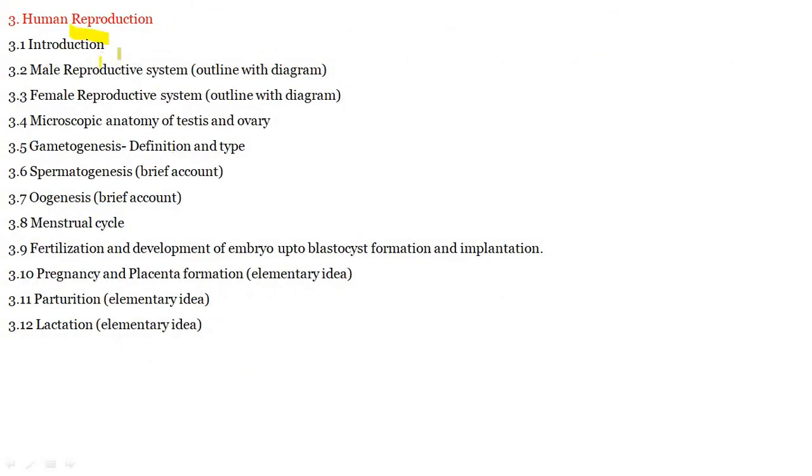Human reproduction: introduction, male reproductive system, female reproductive system, and microscopic anatomy of testis and ovary. Gametogenesis: definition and types. Spermatogenesis, briefly. Oogenesis, briefly. Menstrual cycle, fertilization and the development of the embryo up to blastocyst formation and implantation. Pregnancy and placenta formation, elementary idea, parturition and lactation.